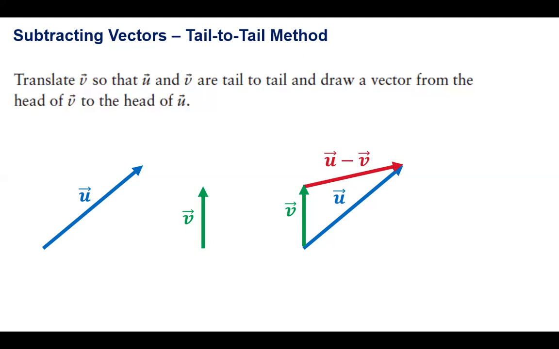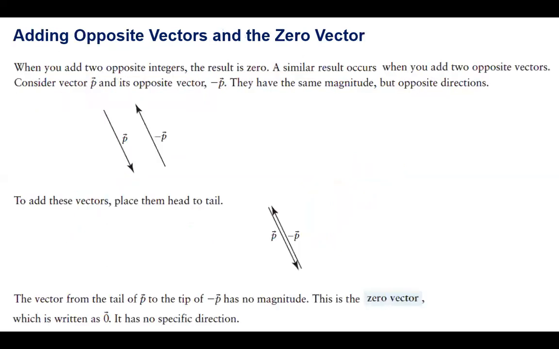All right, next let's have a look at another special case, which is adding opposite vectors and the zero vector. So when you add two opposite integers, the result is zero, right? A similar result occurs when you add two opposite vectors. Consider vector p and its opposite vector, negative p. Then they have the same magnitude but opposite directions. To add these vectors, you can place them head to tail.